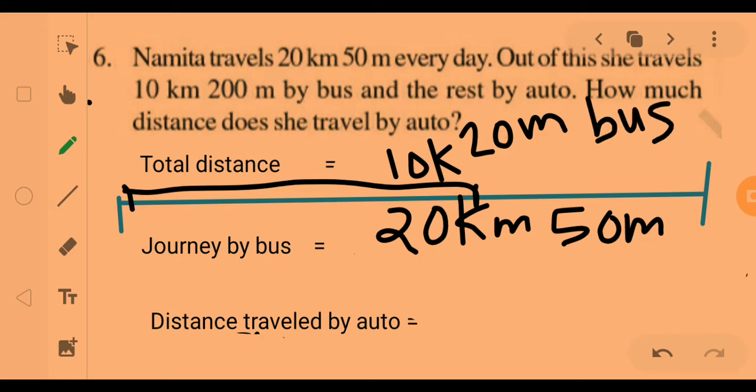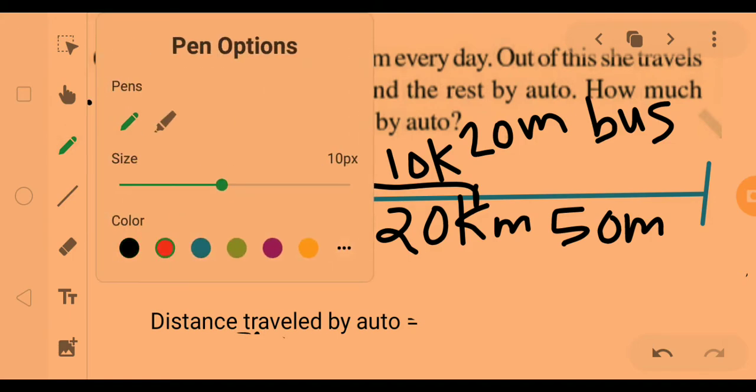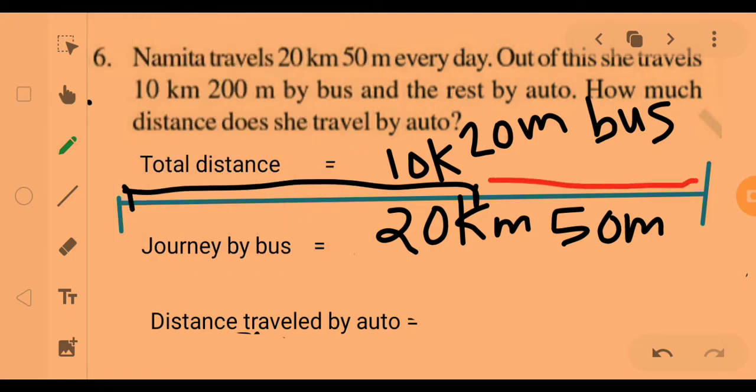Then the rest of the journey is this. This much amount of journey she will go by auto. So how much is the distance she travels by auto? What we do here is, from the total distance of the journey, we take away the distance she traveled by bus, so that we get the distance she traveled by auto. So let's do it.